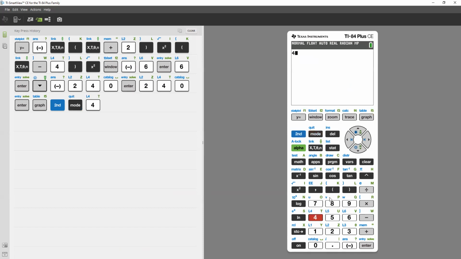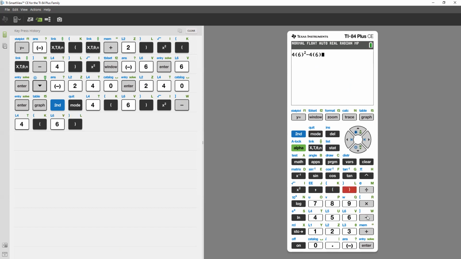So I got 4 times parentheses 6 squared minus 4 times parentheses 6 minus 5. All right, y'all. So we hit enter, and hopefully we got 115 on that answer blank.